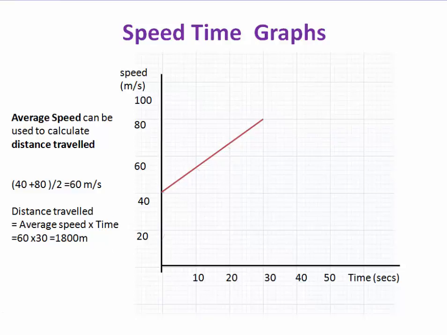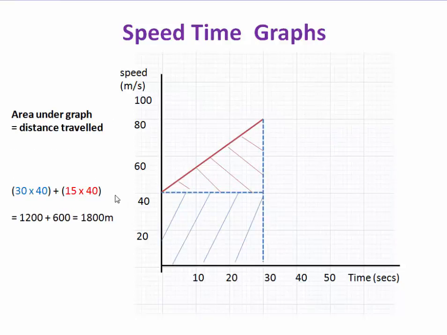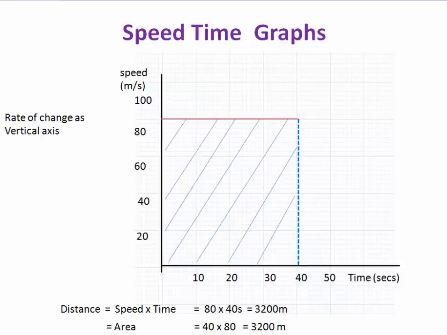And like we said, the other way to do this, or if we're asked to do it, is to work out the area under that line. We do that by making a rectangle and a triangle. So the area of the rectangle is 30 times 40. The area of the triangle is half the base times the height, which is 15 multiplied by 40. So that's 1,200 plus 600, 1,800 meters. So it's the same as this.